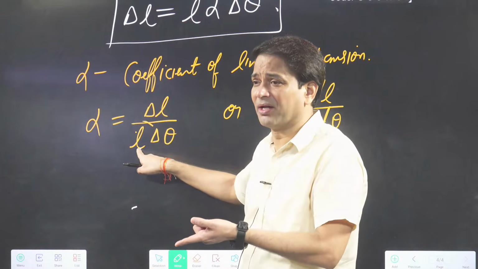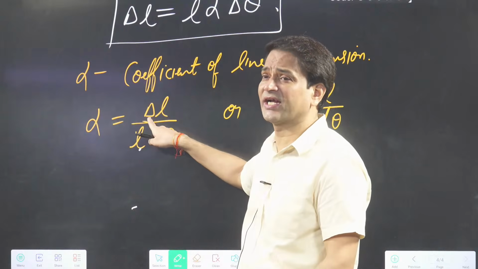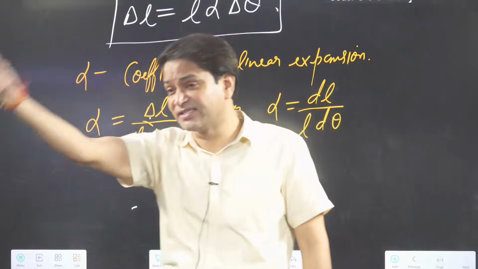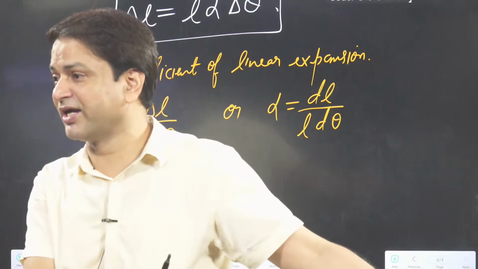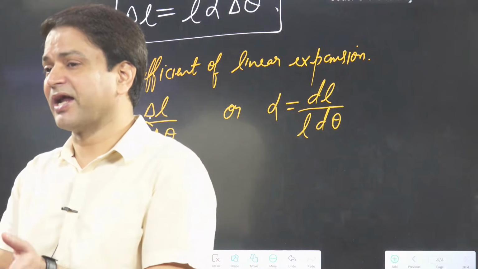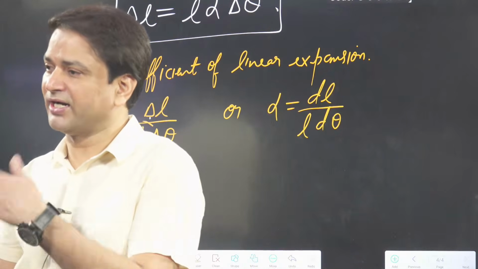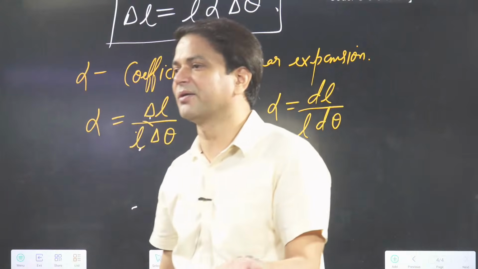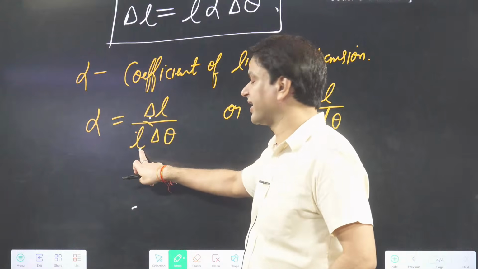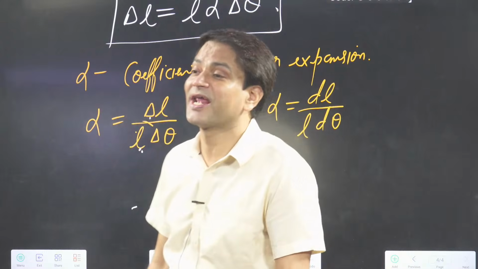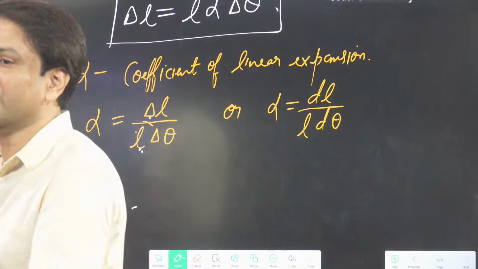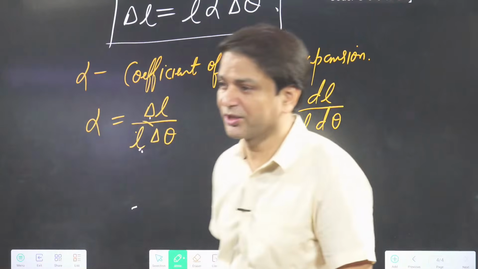Well, if the length gets doubled, then delta L will get doubled, because we have written that delta L is directly proportional to L. That is the meaning of proportionality I explained earlier: L double, delta L double; L triple, delta L triple. But ultimately alpha is the proportionality constant, so alpha will not be affected by L. Everybody got it or not?